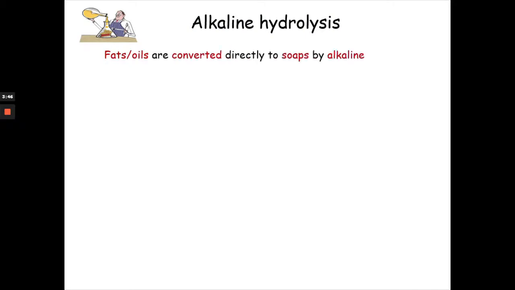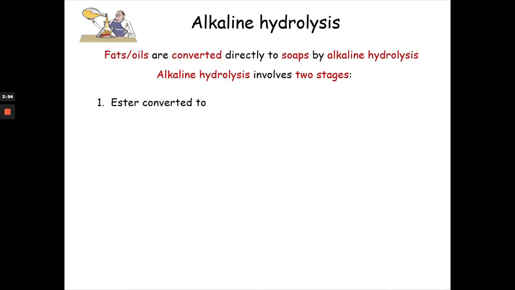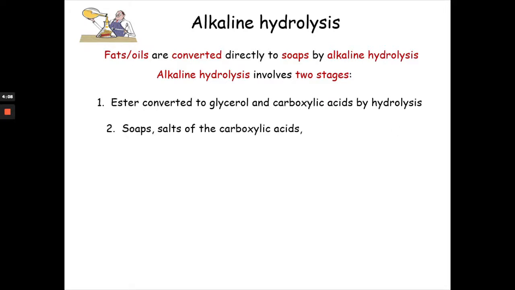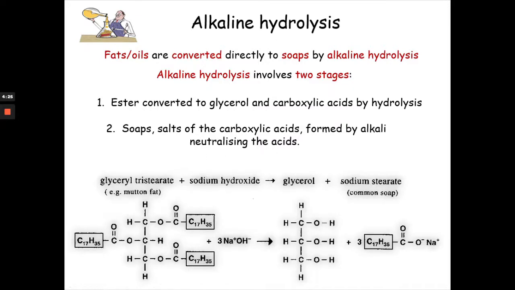Okay, so fats and oils are converted directly to soaps by alkaline hydrolysis, and there are 2 stages to this. The first stage is the hydrolysis stage. This is something that we've looked at before in the context of fats and oils. We've looked at how the ester can be broken back down into glycerol and carboxylic acids. And then the second stage is that the soap is formed by the alkali, the alkali part of this alkaline hydrolysis neutralizing the carboxylic acids that were formed in the first stage. Again, we have looked at the neutralization reactions of carboxylic acids, so hopefully this will be reasonably familiar.